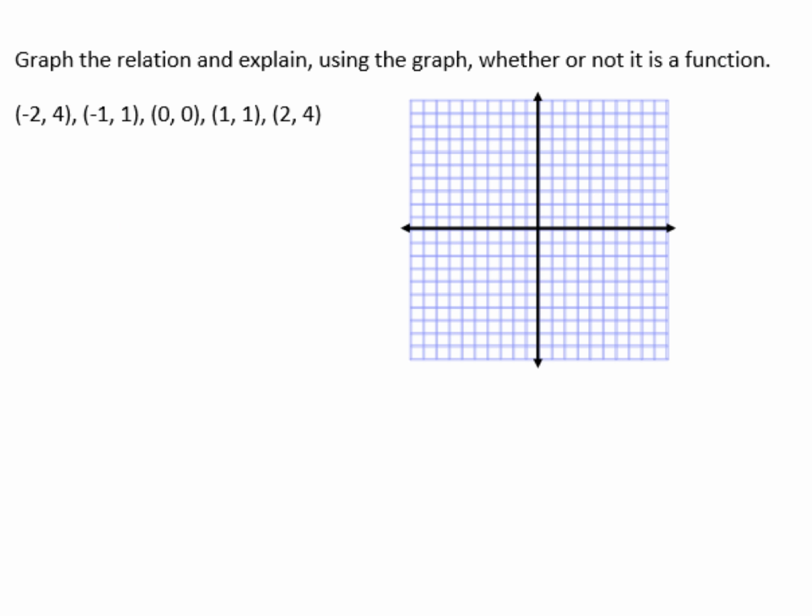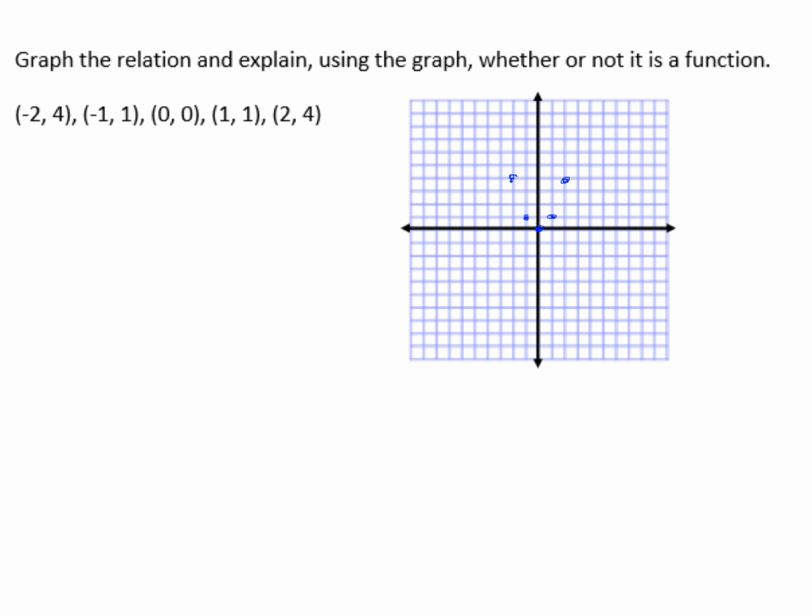All right, graph the relation and explain using the graph whether it is a function or not. So we got -2, 4. This looks like the relation we worked with before. -1, 1, 0, 0, 1, 1, and 2, 4.